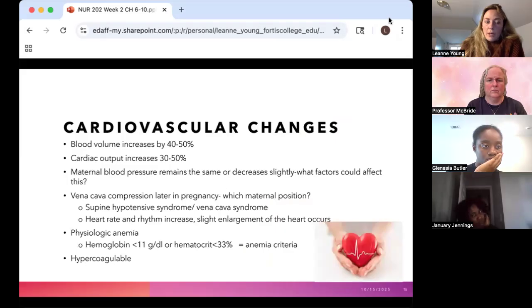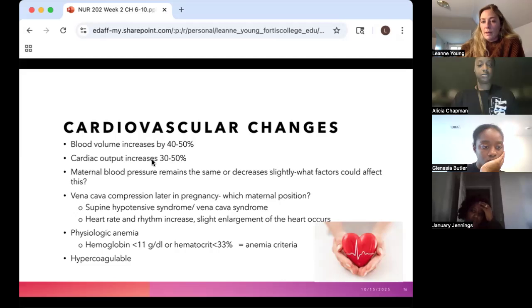So a big one that we want to talk about, which is why it has its very own slide, are the cardiovascular changes. So in pregnancy, a woman's blood volume will increase by 40 to 50%. Likewise, their cardiac output increases by 30 to 50%. What kind of factors do you think could impact maternal blood pressure in pregnancy? Age. Yes, that's a big one. Age, definitely. What else do you guys think?